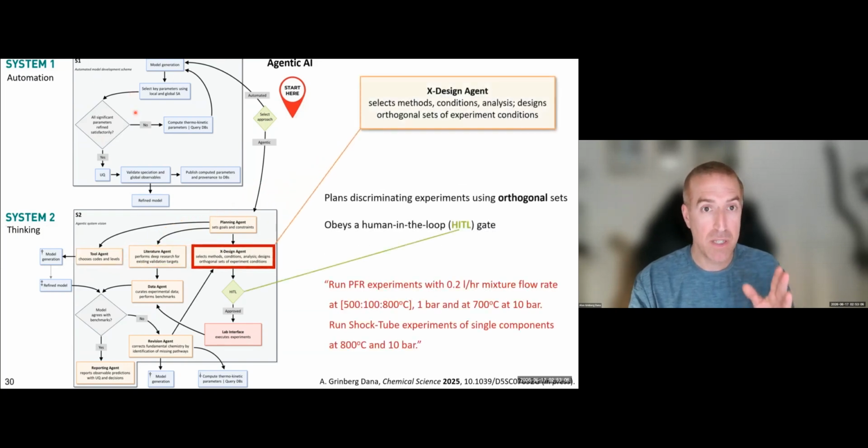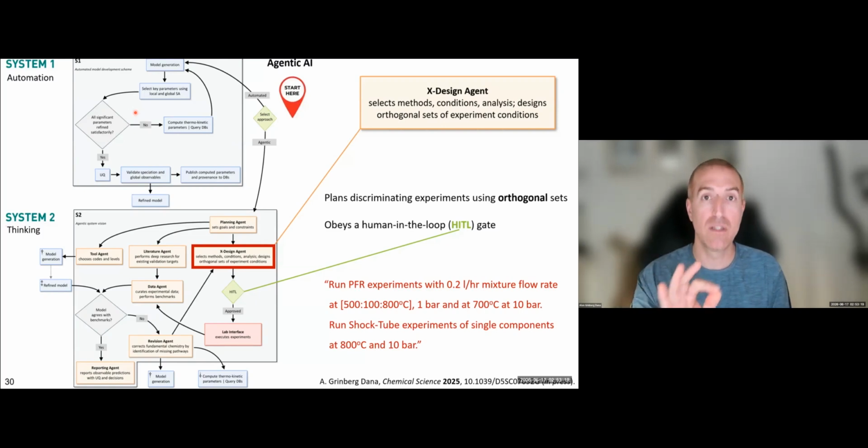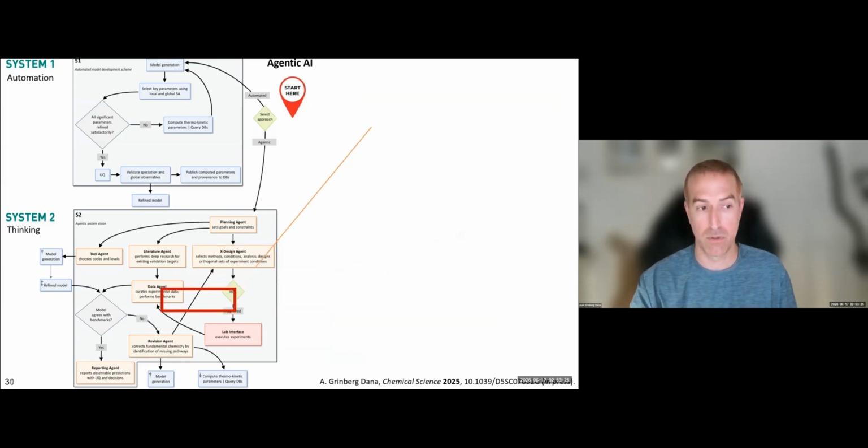We have an experimental design agent. That agent will break apart a big campaign into which orthogonal set of experiments, the minimal set of experiments we have to run in our lab, for example, to validate the model. So it will give us an output like that, for example.